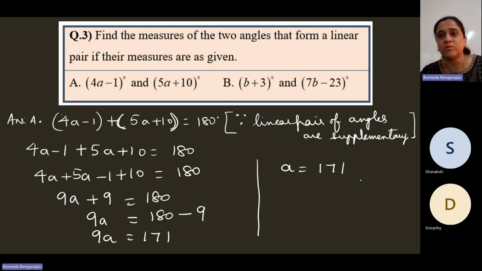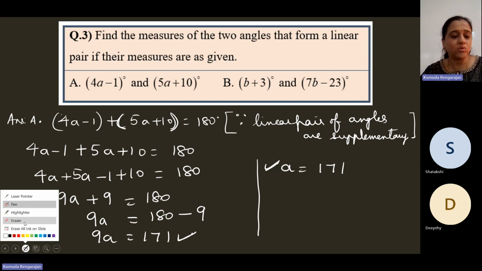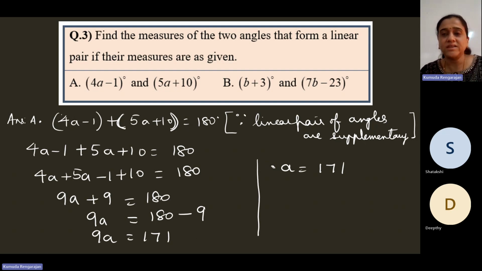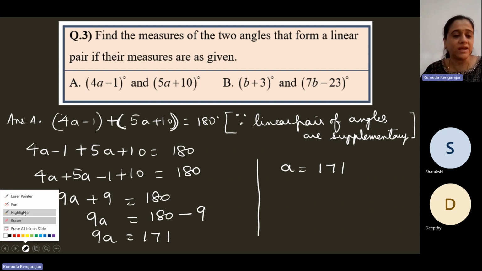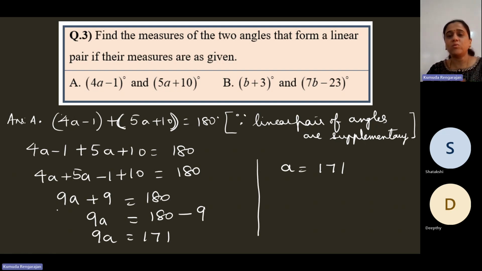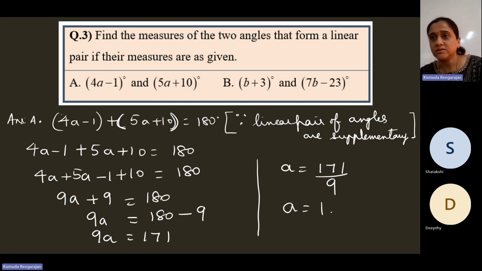So this is what it is. a is equal to 171. What's the difference between this and this? Here there is 9, here there is no 9. So write the remaining part of the equation without 9. Now what happens to 9? It goes to the other side for division. So a is equal to 171 divided by 9. 9, 1's are 9. What's the remainder? 8 is the remainder. 9, 9's are 81. So a is equal to 19.